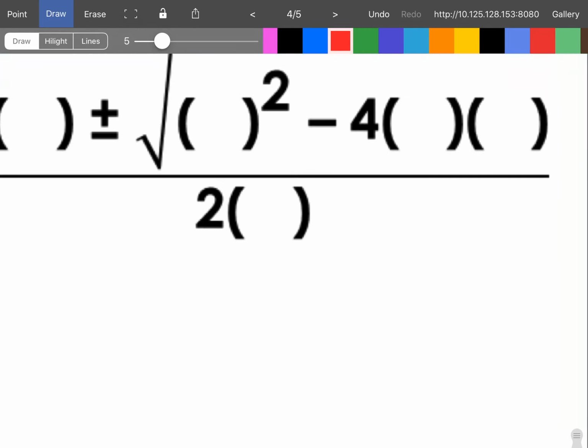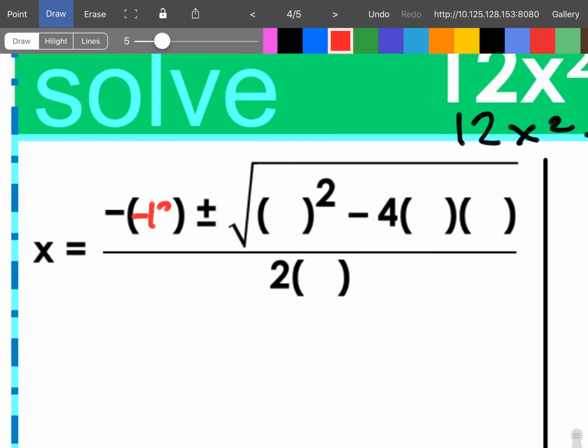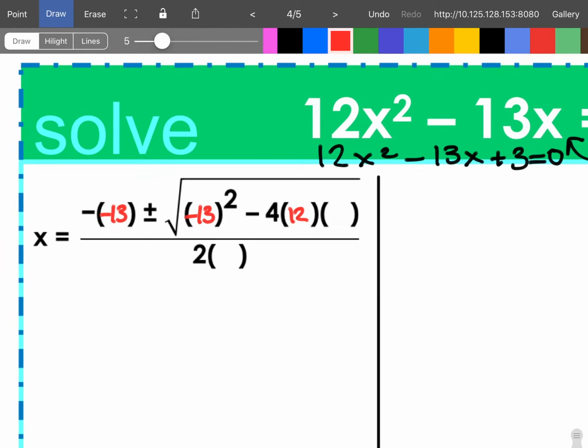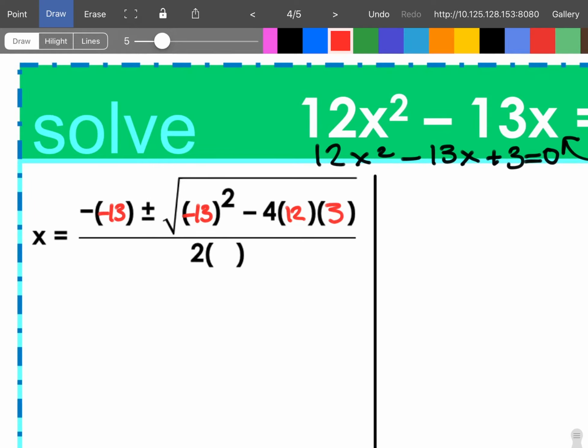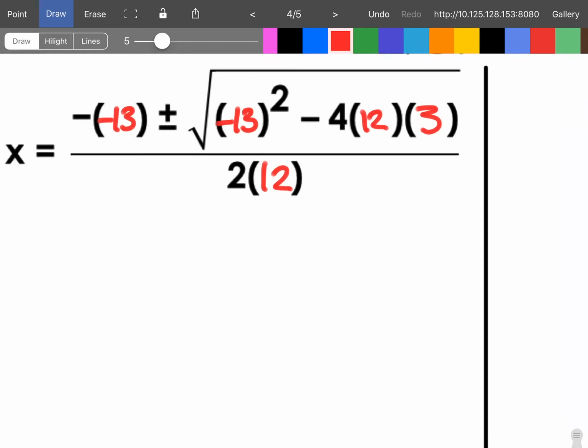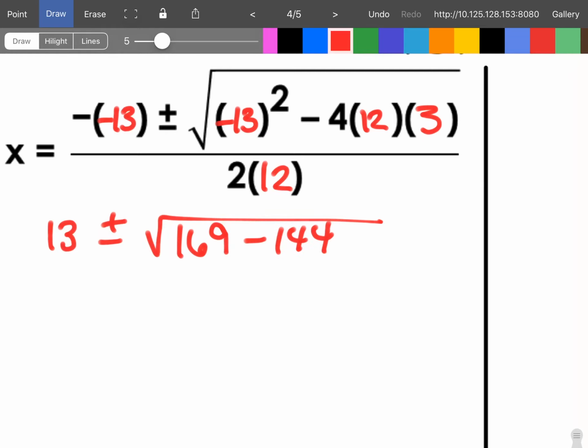Okay, -B, our B is -13. B squared minus 4 times A, which is 12, C is 3, divided by 2 times A, which is 12. The opposite of -13 is a +13, plus or minus the square root of -13 squared, 169, minus 144, divided by 24.